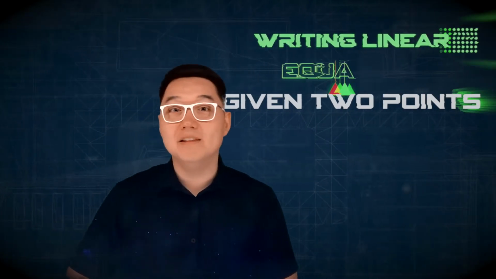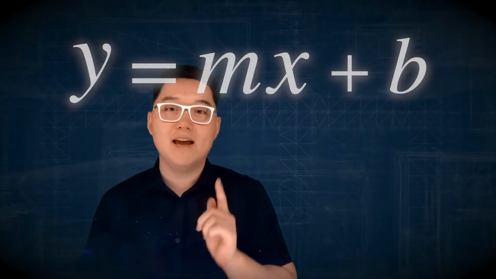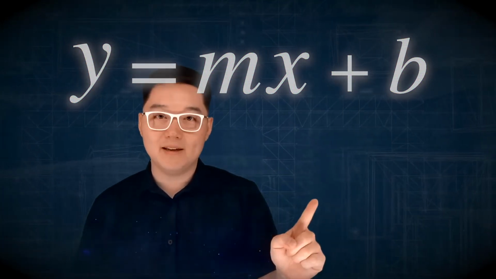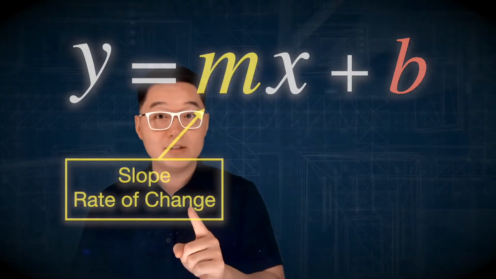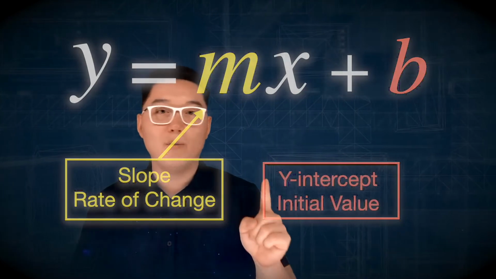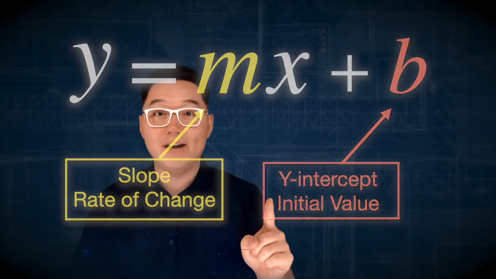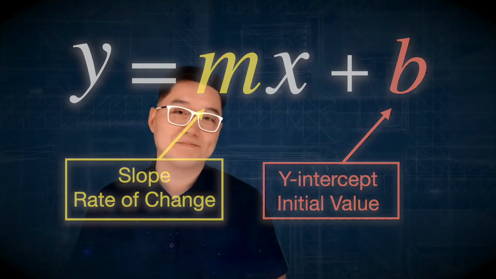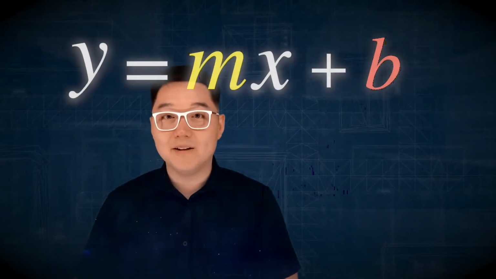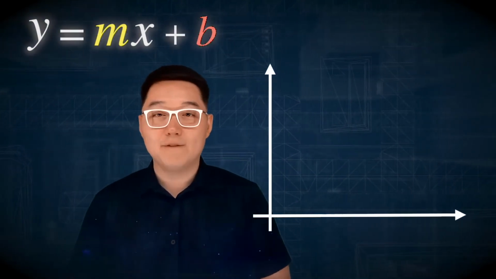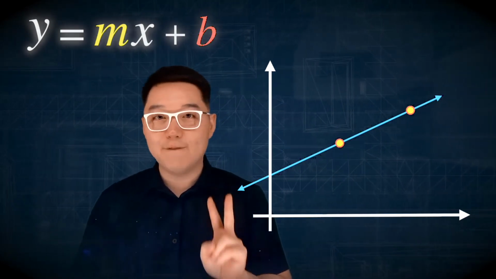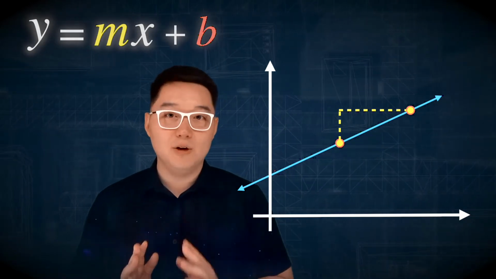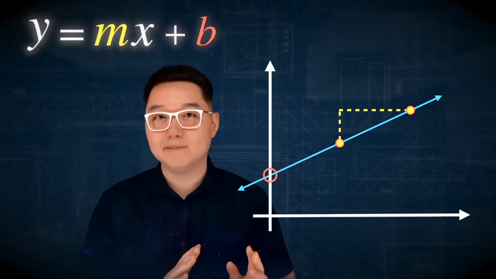Now remember, a linear equation can be represented as the equation y equals mx plus b, where m represents the slope or the rate of change, and b represents the y-intercept or the initial value when x is 0. Now it turns out that you can write an equation of a line from just 2 points. If you're given 2 points, that's enough information to figure out the slope and the y-intercept.